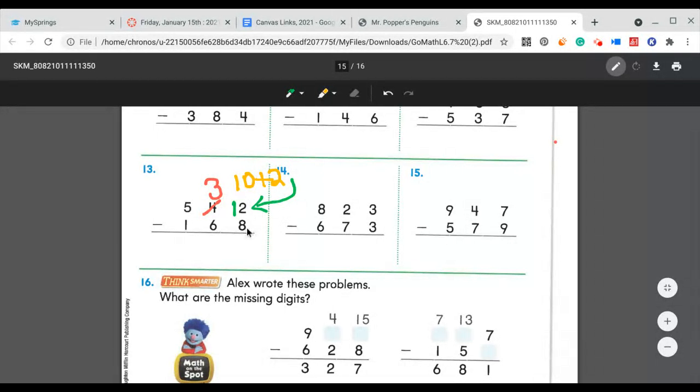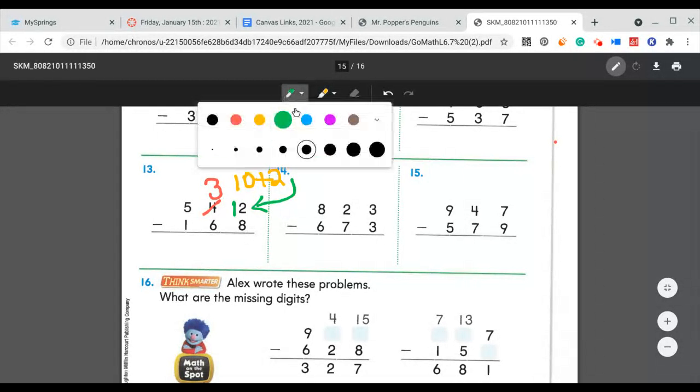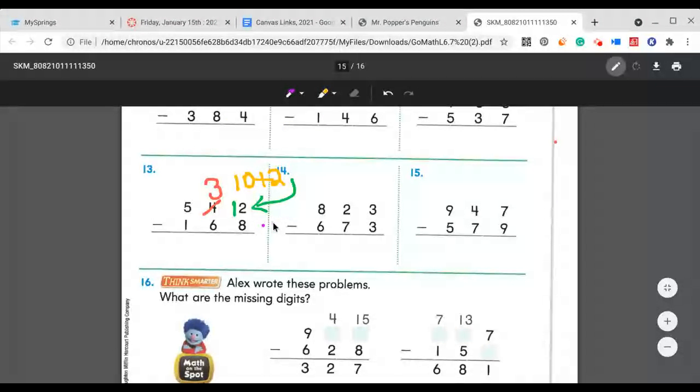Now we can subtract our ones column. Now we can subtract 12 minus 8. I'm teaching the students how to count up from the lower number, stopping at the higher number. So 8, 9, 10, 11, 12. That's 4. So the difference of 12 minus 8 is 4 in our ones column. We're done with the ones column.